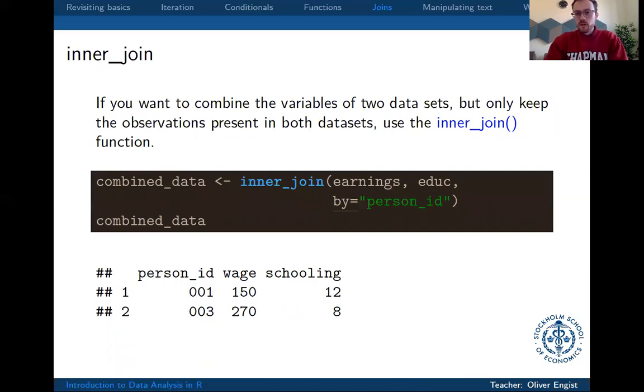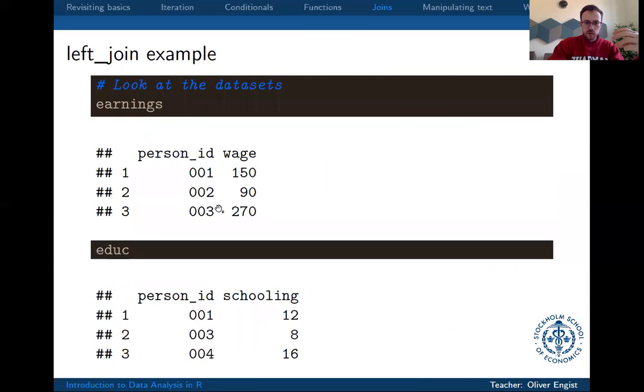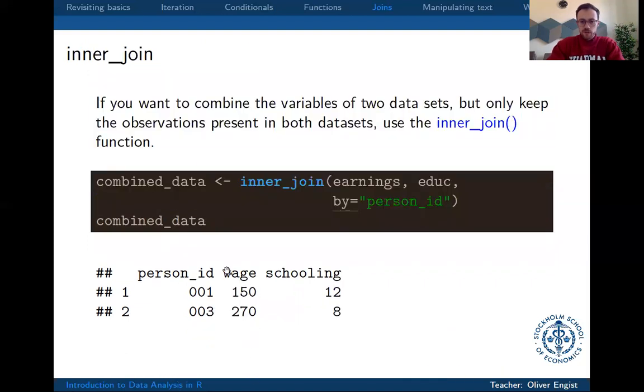Now, if we use an inner join, this would only keep the observations that appear in both datasets. And as a consequence, this would only return us complete datasets. So in this case, we're only keeping observation 3 and 1, if you look at here, 3 and 1 appear in both datasets, 2 and 4 only appear in one of the datasets. We therefore have 2 observations left, but both of them are complete. If we would keep any other observations in the dataset, this would mean that either schooling or wage would be missing. And the inner join only keeps complete observations.